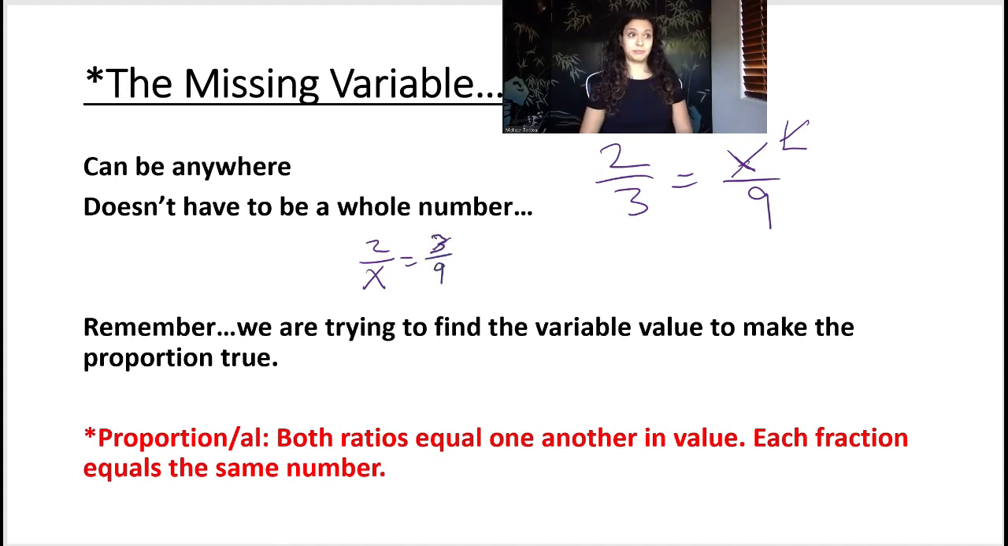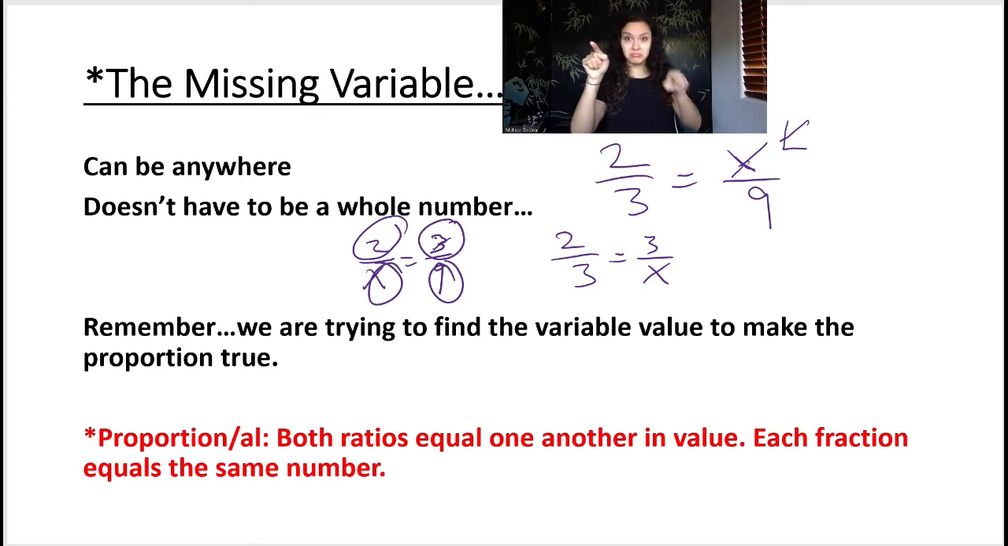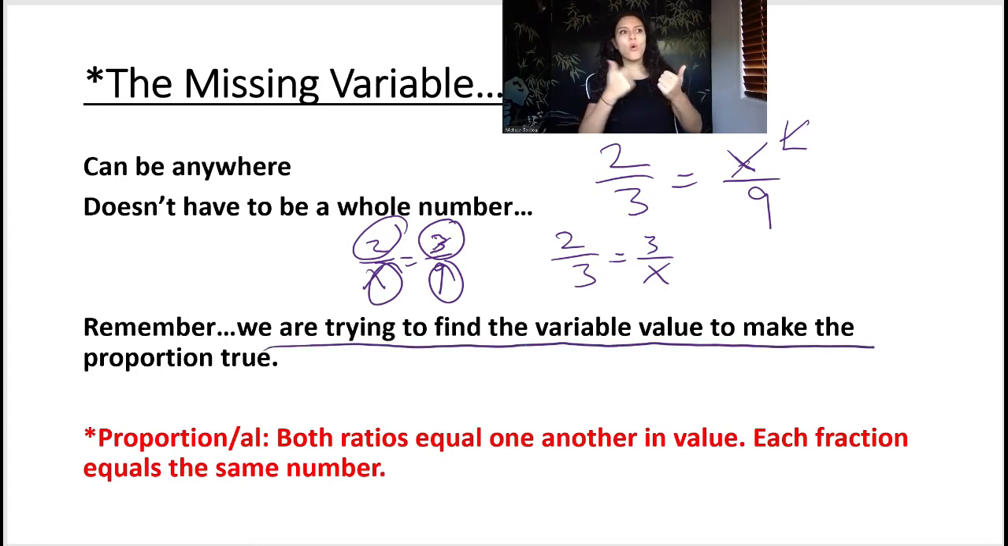I'll put 3/9. All right, it could be here. So it could be in any of these four corners. It could be in any numerator and any denominator. But the rules are still the same. It works the same way. Remember, we're trying to find the variable value to make the proportion true.